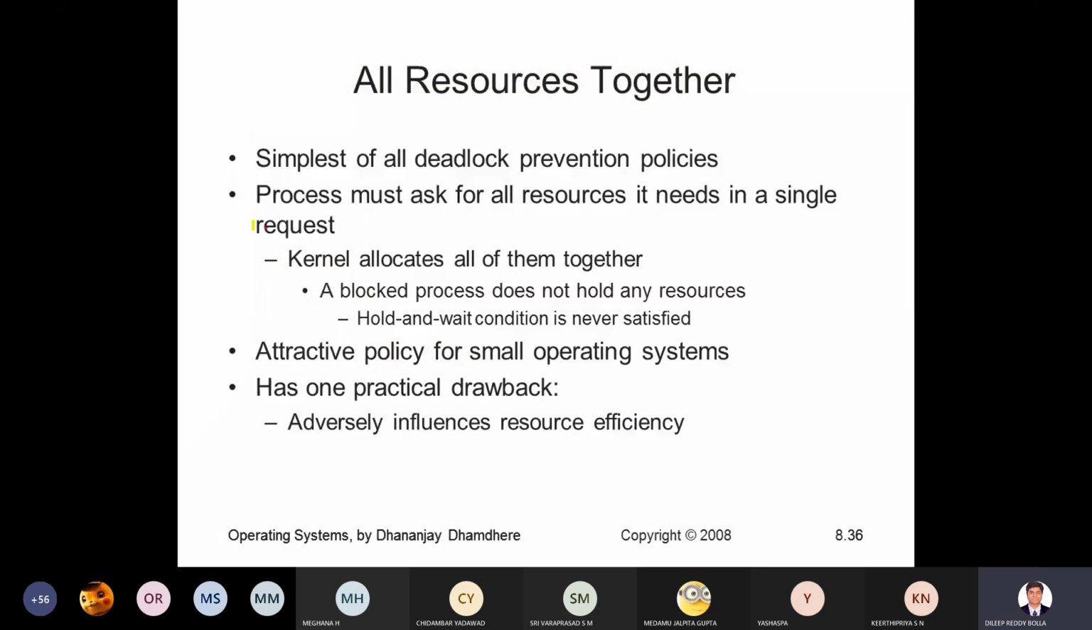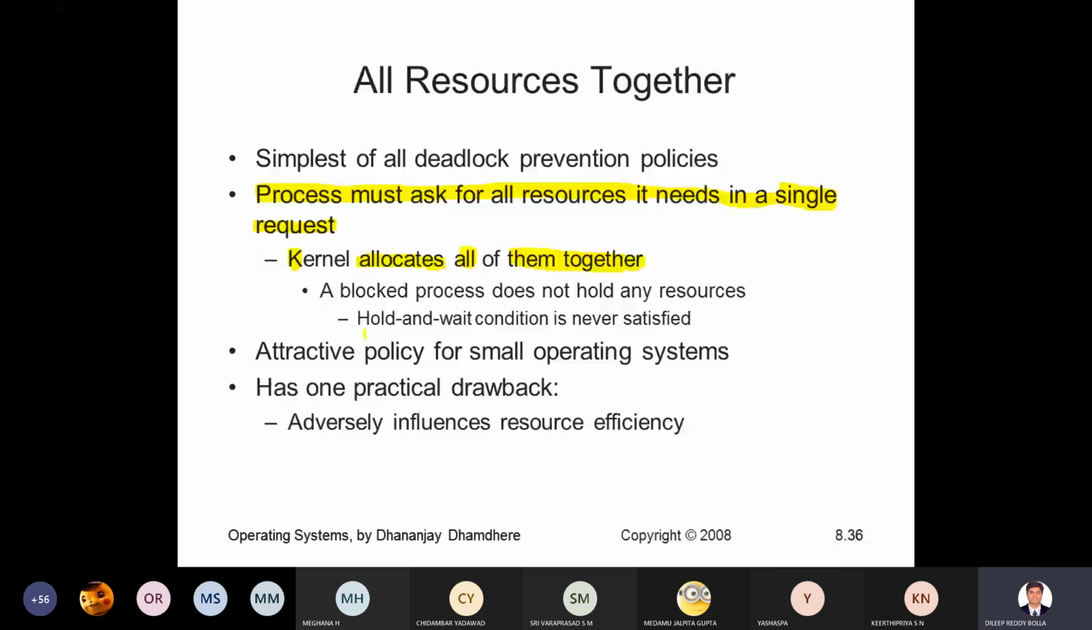The process must ask for all the resources it needs in a single request. In a single request, for all the processes we have, we are trying to collect the resources in a single shot. What will happen if you collect in this way? We will avoid overlapping and we will avoid deadlocks. So who is going to handle that? The kernel is going to handle that. The kernel is going to allocate all of them together. All of them means all the resources, whatever we have, are going to be allocated together.